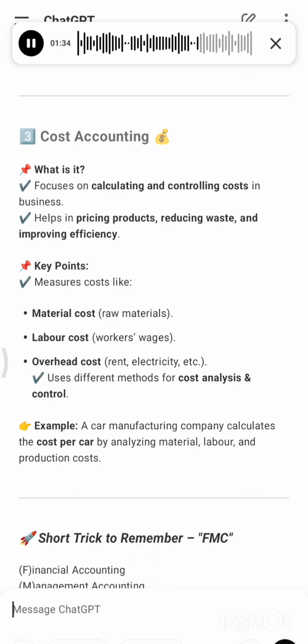3. Cost accounting. What is it? Focuses on calculating and controlling costs in business, helps in pricing products, reducing waste, and improving efficiency. Key points: measures costs like material cost, raw materials, labor cost, workers' wages, overhead cost, rent, electricity, uses different methods for cost analysis and control. Example: a car manufacturing company calculates the cost per car by analyzing material, labor, and production costs.